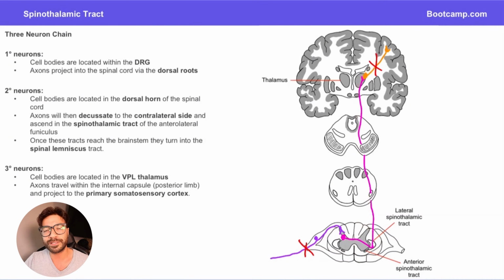Let's go through one more example, and let's include the dorsal column medial lemniscal pathway. Let's say we had damage to this entire side of the spinal cord. What sort of sensory deficits would we see? Would they be contralateral or ipsilateral?